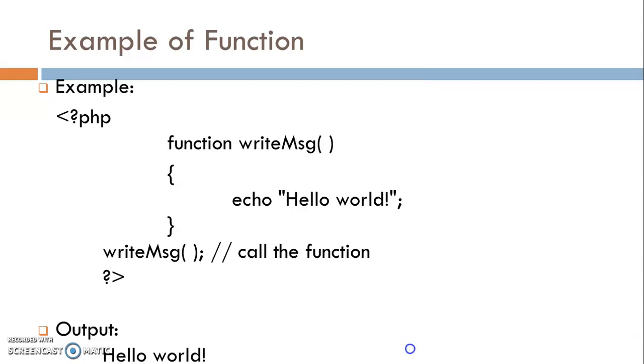Now, an example of a function. In a PHP script, write one function, writeMessage. function is a keyword, and writeMessage is the function name. Here, I am not passing any argument to this function, so just open and close the parenthesis. Here one statement is used in the writeMessage function, which is an echo statement. So write echo "hello world" in between the open curly bracket and close curly bracket. This is the code to create a function.